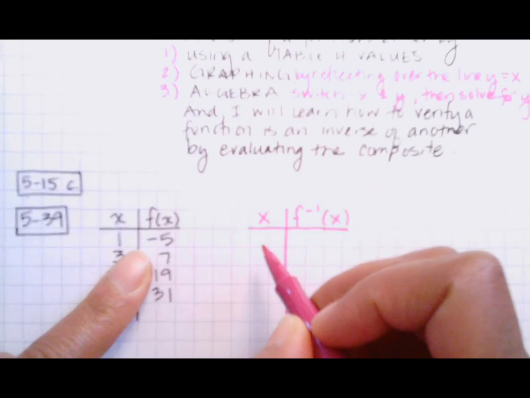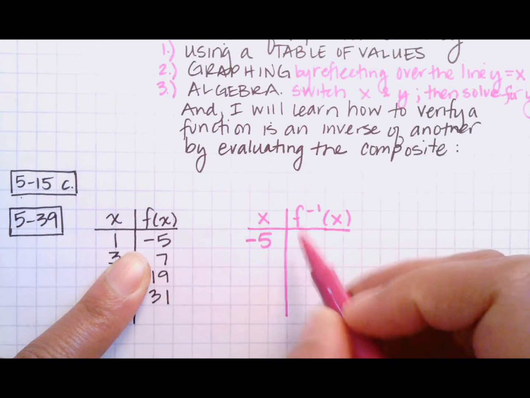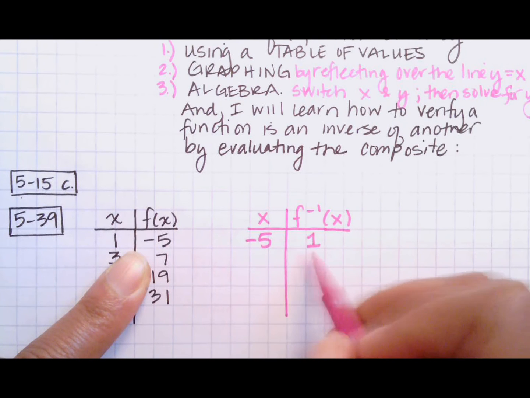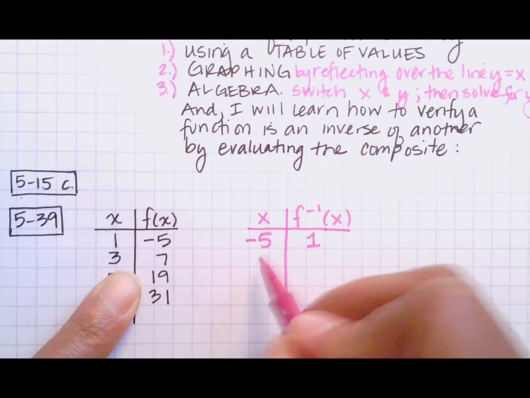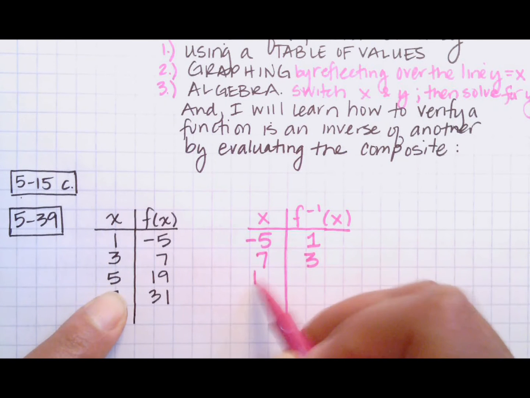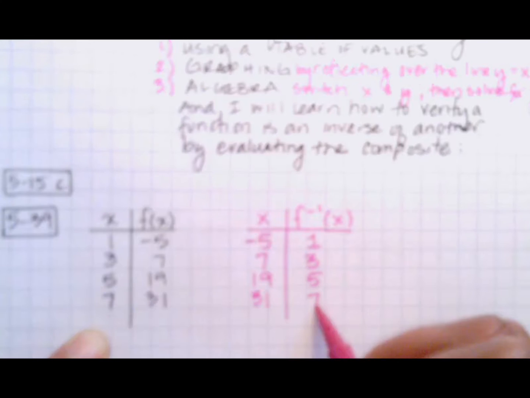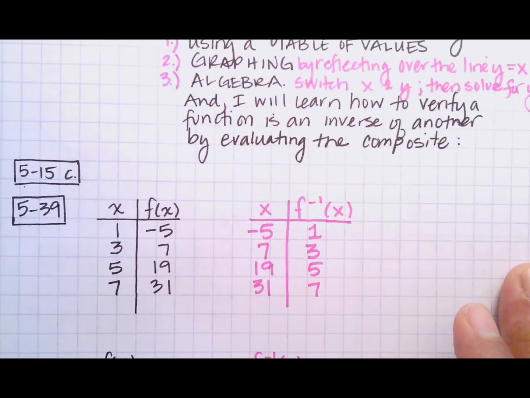So for example, for the first coordinate pair, the input would be -5. Now going in would output a 1. For the next one, if a 7 goes in, it will output a 3. And for the next one, if a 19 goes in, it will output a 5, followed by a 31 will output a 7. So that at least takes care of writing the inverse.